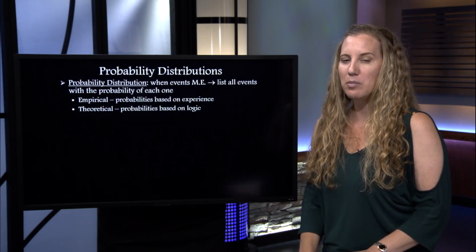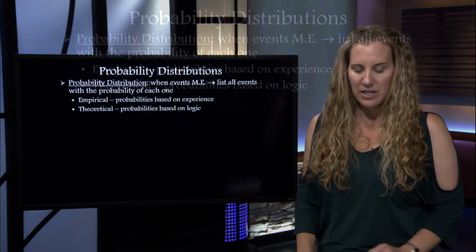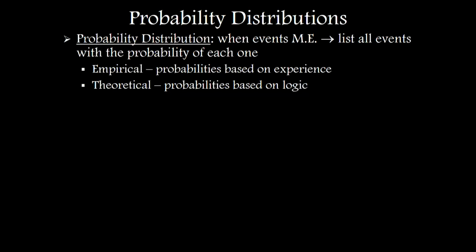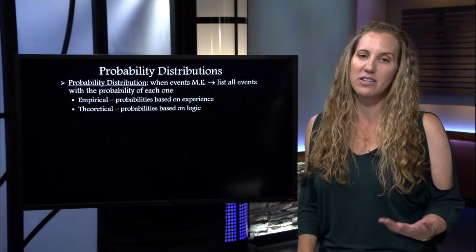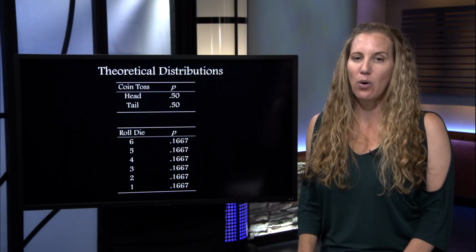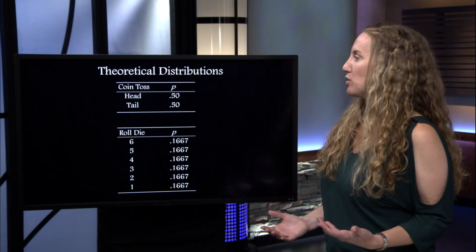But the other kind of probability distribution is the theoretical probability distribution, and this is the probability distribution that's based on logic. You've already done this. You did it, you didn't even know what you were doing. And so the theoretical probability distribution is based on simple mathematics. So we've talked about these kinds of theoretical distributions already.